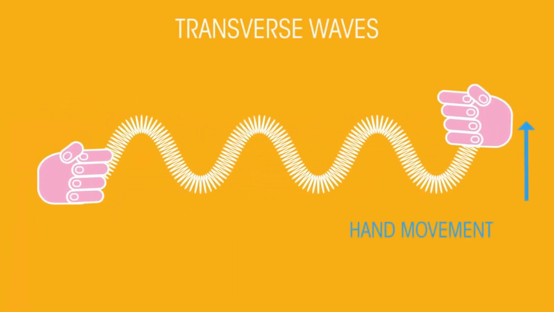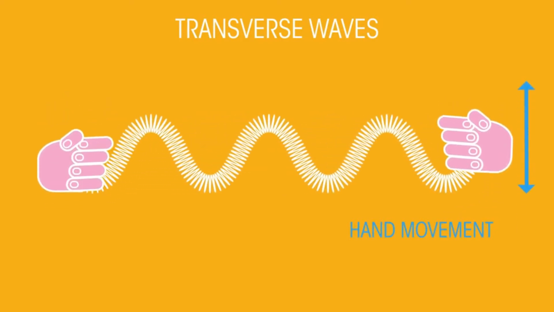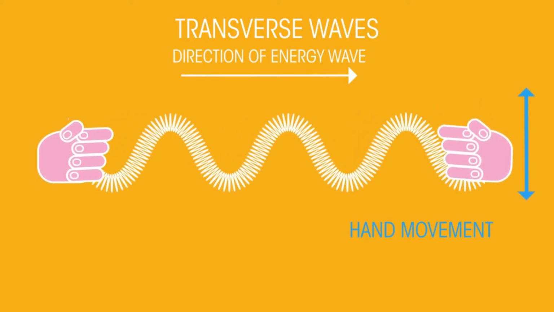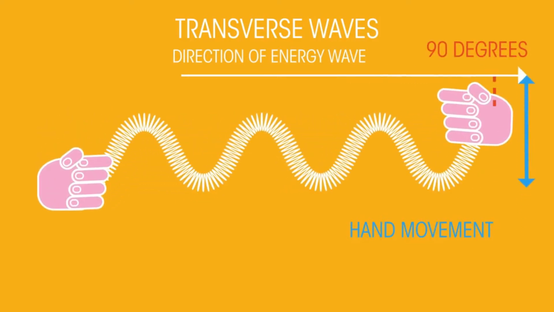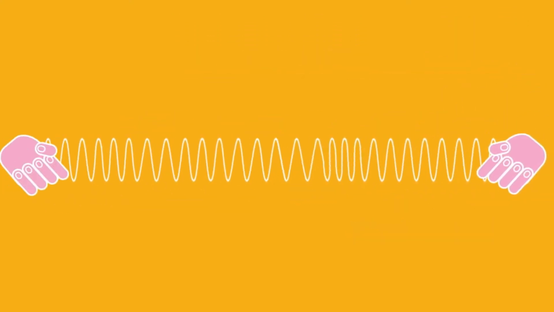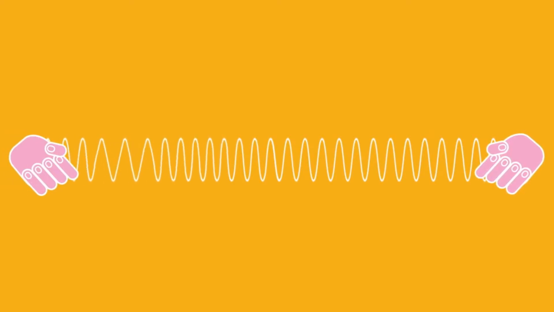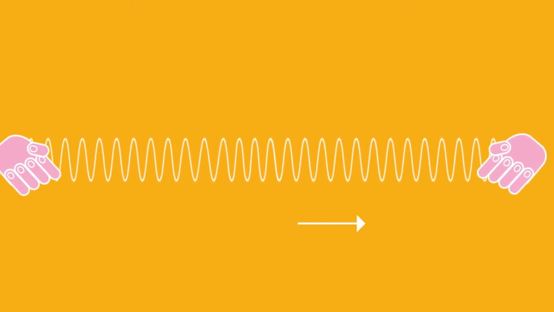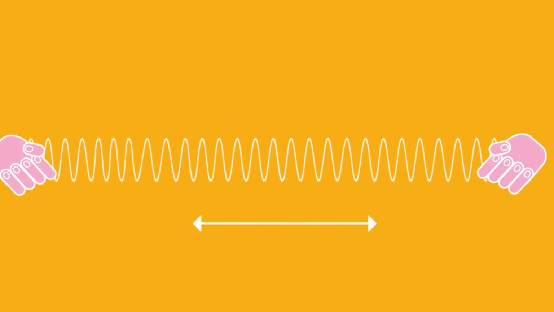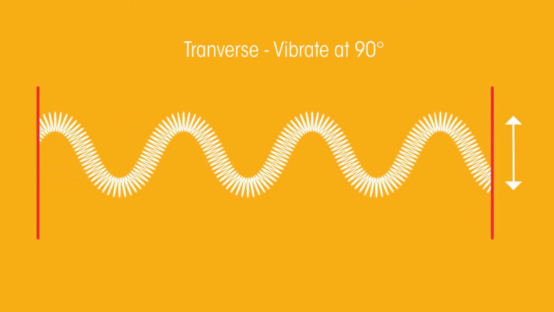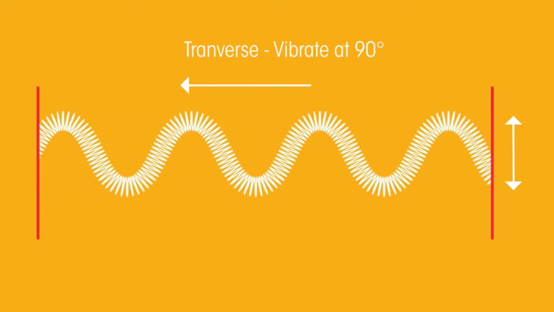The hand moves up and down, as does the slinky, but the wave itself moves from left to right, so the particles vibrate at 90 degrees to the direction that the energy is moving. We can simply think of it as, in longitudinal waves, the hand pulses horizontally, pushing and pulling, and the wave energy also moves horizontally, back and forward. Whereas in transverse waves, the hand moves up and down, but the wave energy still moves horizontally.